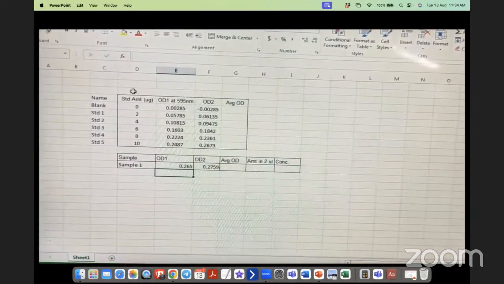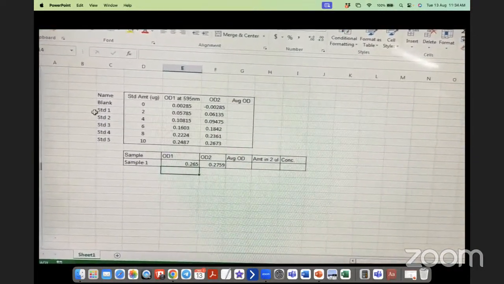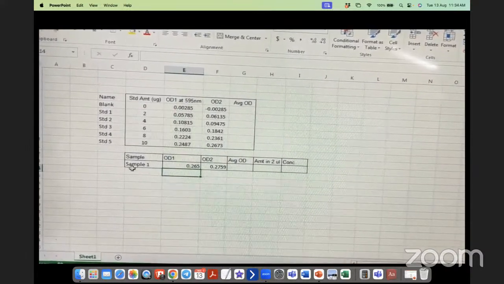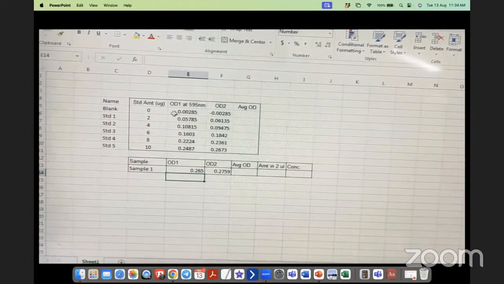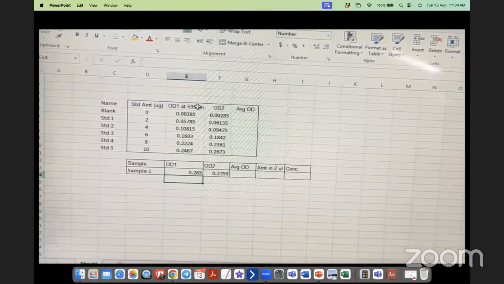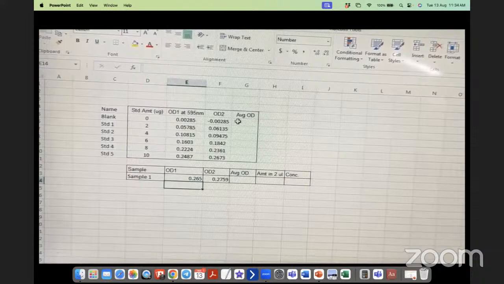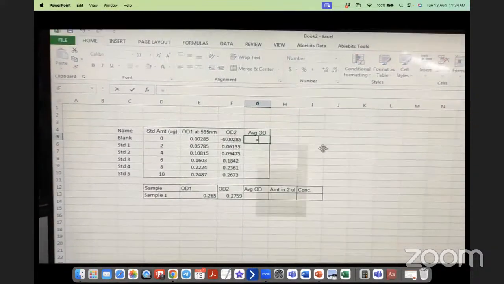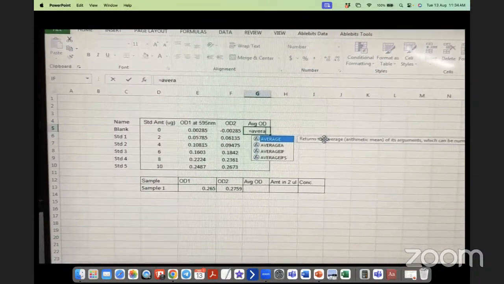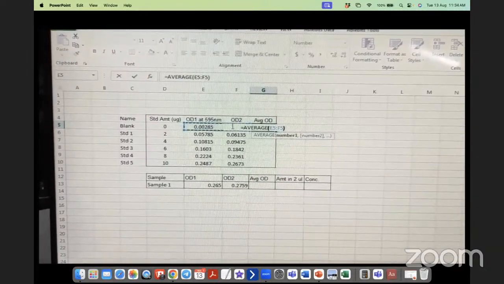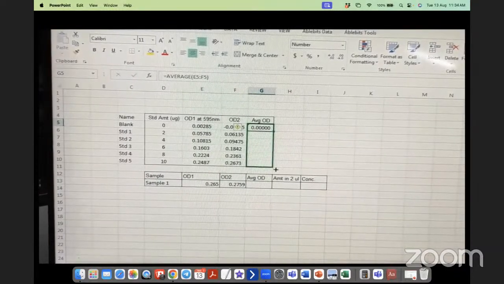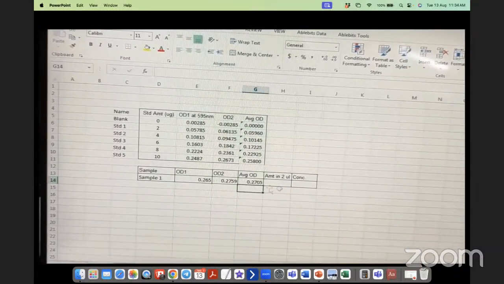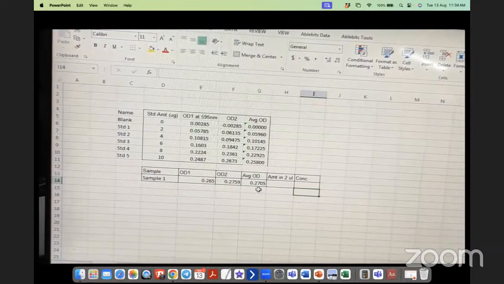So here we have the absorbance values for all the standards, including standard 1 to 5, as well as the unknown sample 1. So here we have absorbance 1, that is OD1 at 595, and OD2. So firstly, we will calculate the average absorbance. For all the samples, average absorbance is calculated. Similarly, for the unknown sample, average absorbance is calculated.